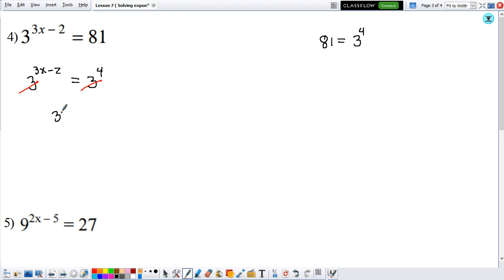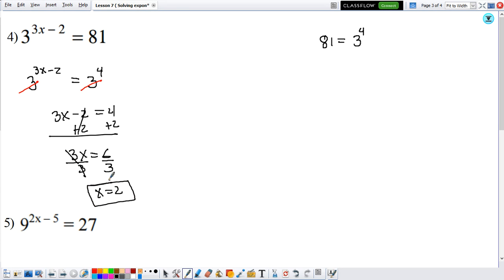So now this becomes 3x minus 2 equals 4. Now we solve for x. You got to add 2. So now this becomes 3x equals 6. Divide by 3. So x is just 2. So notice that all we're doing here is we're going to try and rewrite every single side, or just the left and the right side, using the same base.